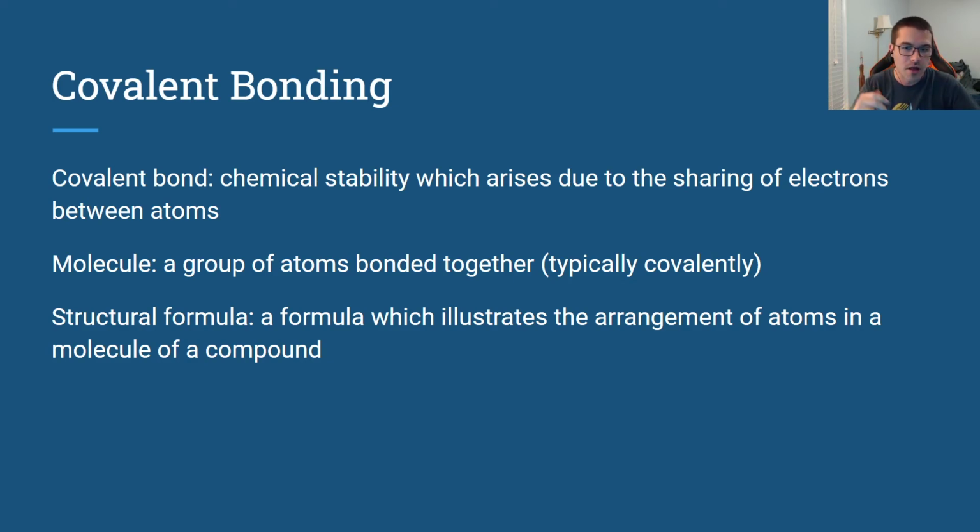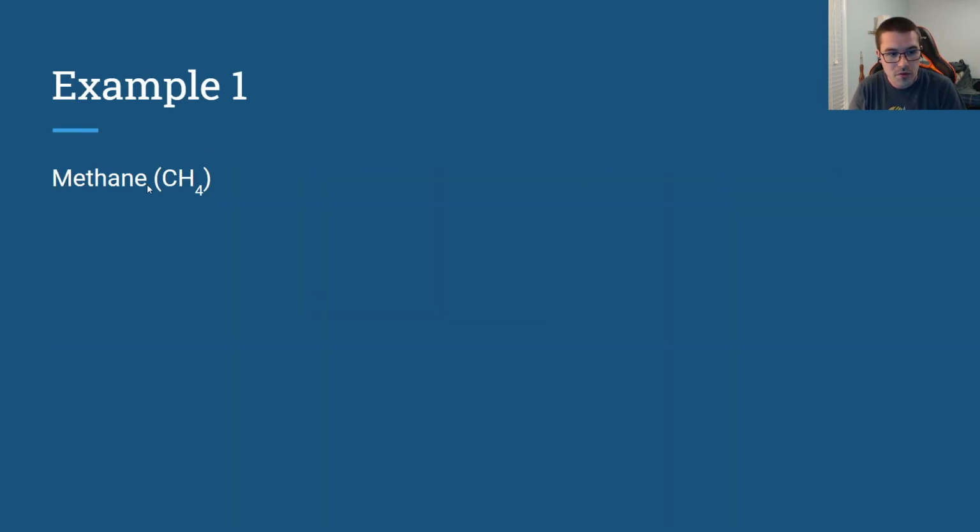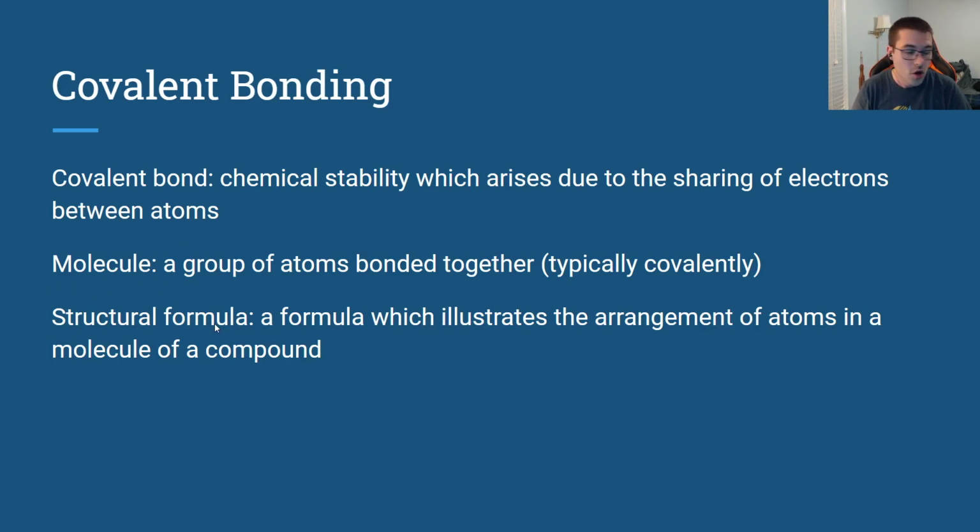Okay, so a covalent bond is technically shared electrons between 2 atoms. A molecule is a group of atoms that are covalently bonded together. Like water, you can have water molecules, which consist of 2 hydrogens bonded to a single oxygen. The structural formula, as opposed to the chemical formula, right? A chemical formula would be something like this. A structural formula are the things that we just drew. Those are formulas which illustrate the arrangement of atoms in a molecule of a compound, the arrangement along with the types of bonds that exist between them.